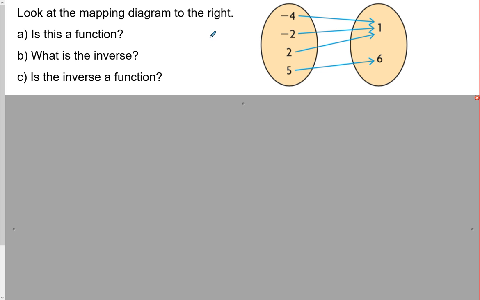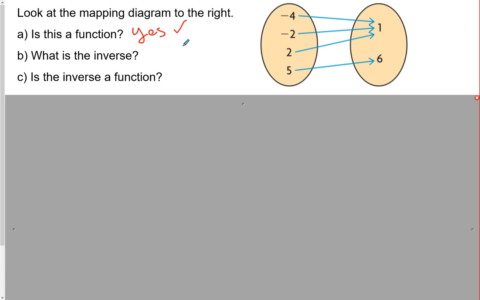So looking at our mapping diagram, we can say, yeah, it's a function because each x value maps to a single y value. Of course, several of the x values map to the same y value, but they each only map to one, right? For each input, there's only a single output. When you put in -4, you can't get two different answers. When you put in -2, you can't get 2 or 3 or 4 different answers. When you put in 2, you can't get 2 or 3 or 4 different answers. You can only get a single answer. So yes, that's going to be a function.